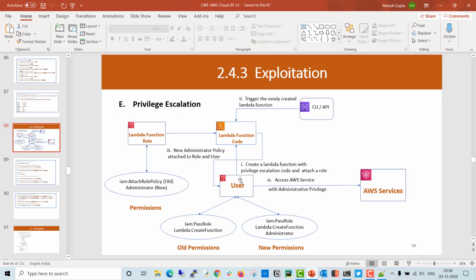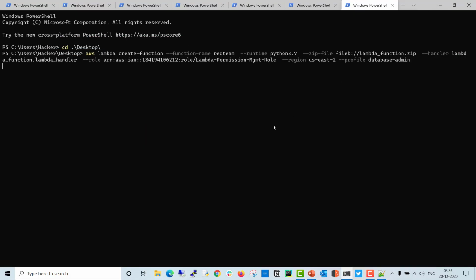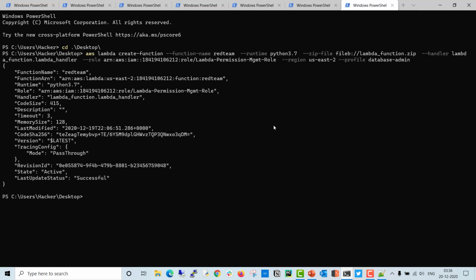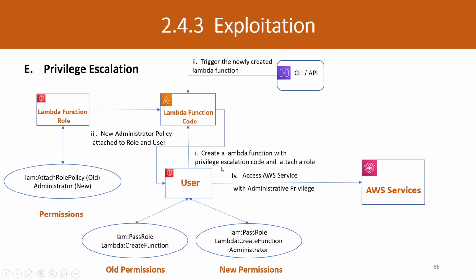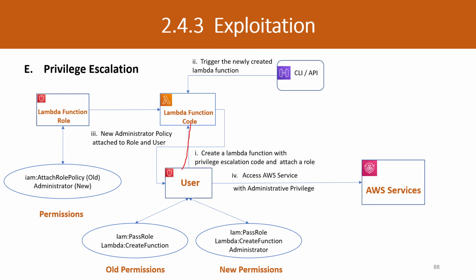So you can see I will create a function. Let's create this function first. You can see here the last update status is successful, so I'm successfully able to create the function. Now what next? You can see from this step what we can do next. First we have to create this function. We created this function, we added the malicious code and attached this role to the Lambda function.